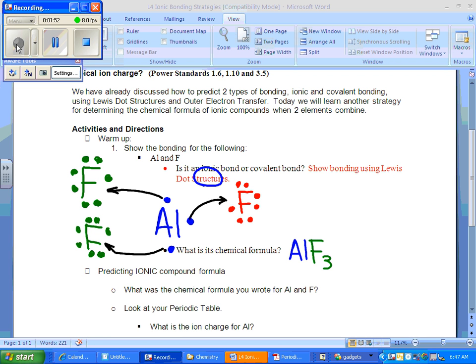Therefore, the formula is going to be aluminum. We only had 1 of those, so you don't need to put a subscript of 1, and 3 fluorine. Remember that subscript, the one that kind of goes lower and to the right, that tells you how many atoms of that element that you have.